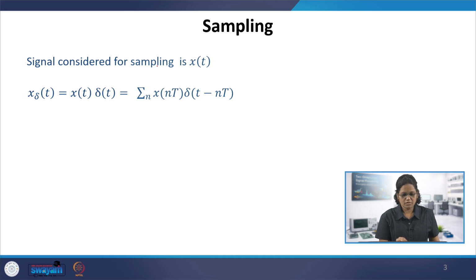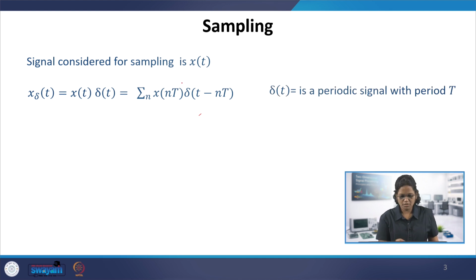The signal to be considered, the maths behind this, is x of t. When we do the sampling, we multiply x of t with del of t, which has a period capital T, a periodic sequence, the impulse train with unit amplitude. So we get x delta of t, which can be visualized as the sum of x of nT del of t minus nT. So this is the sequence now. Any arbitrary sequence can be written in terms of a sum of shifted impulses and their amplitudes, right? So this is what we get after the sampling.